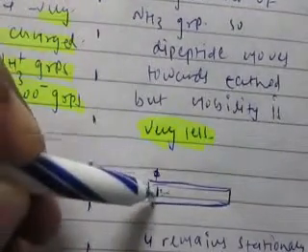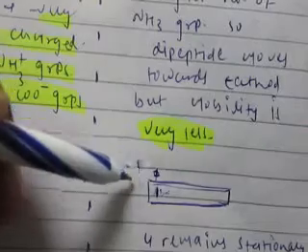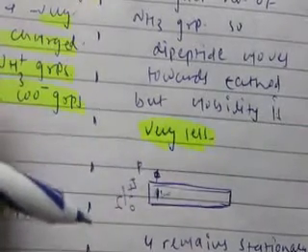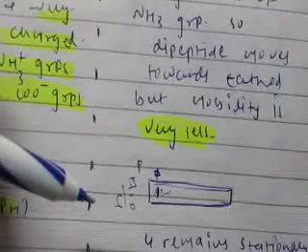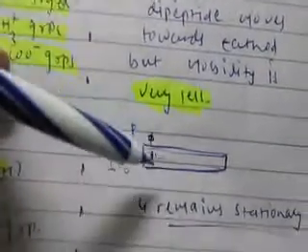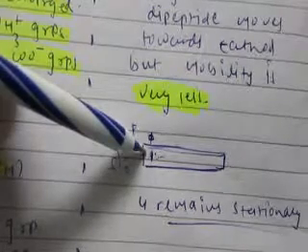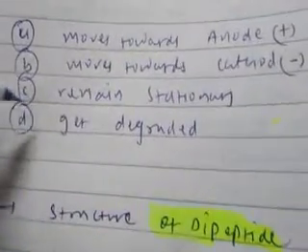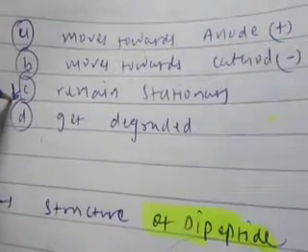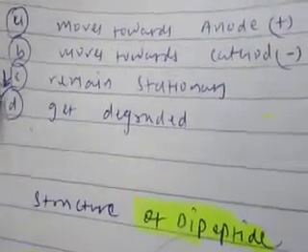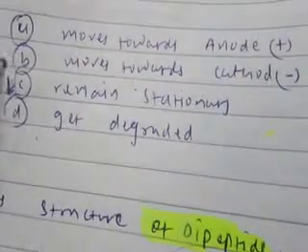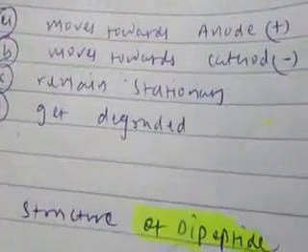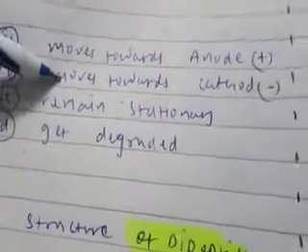But these wells are at pH 7, so there is a slight decrease in pH values, and its electrophoretic mobility is very much less. Sometimes it happens that it remains stationary. So among the answer options, option C is sometimes right, but in most cases it moves towards the cathode. So option B is again a right answer. So there is a small correction here.